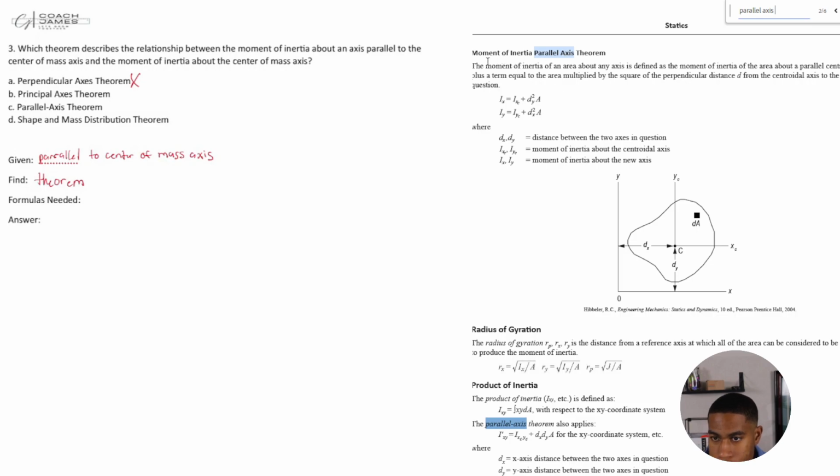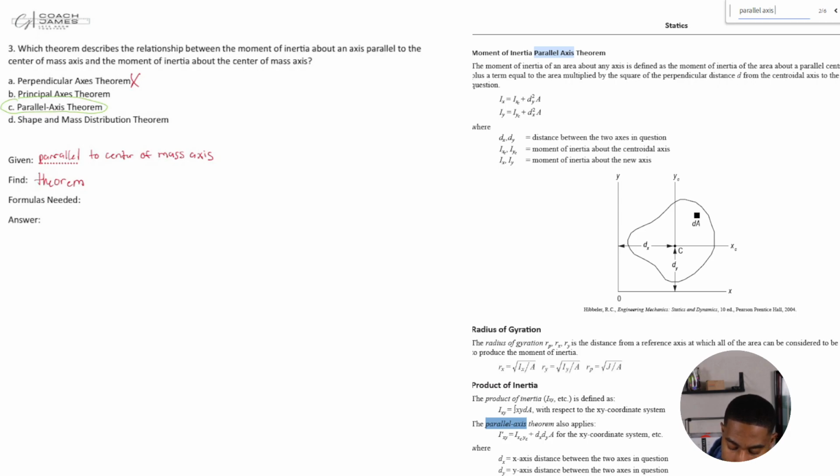Okay. Moment of inertia, parallel axis theorem. The moment of inertia of an area about any axis is defined as the moment of inertia of the area about a parallel centroid axis. Okay. Plus a term equal to the area multiplied by the square perpendicular distance from the centroid to the axis in question. Okay, so I'm going to say that's our answer. It's the closest thing.